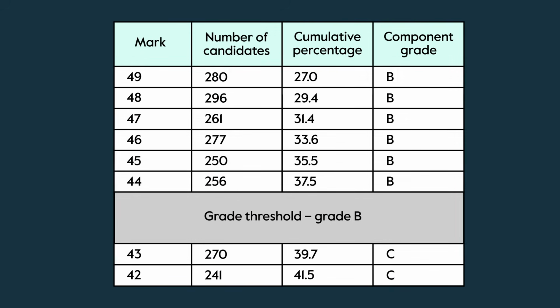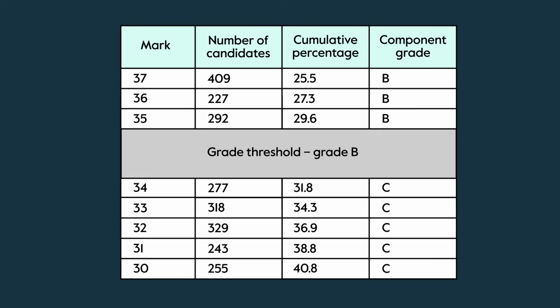Our candidate, Sadia, took paper 1 of a particular syllabus, but was unable to take paper 2. She got a mark of 45 out of 75 for paper 1, which, when we compare her to all the other candidates worldwide who took that component, puts her at a cumulative percentage of 35.5%. This means that 35.5% of candidates who took that component worldwide scored the same or better than Sadia. We award her a component grade B.